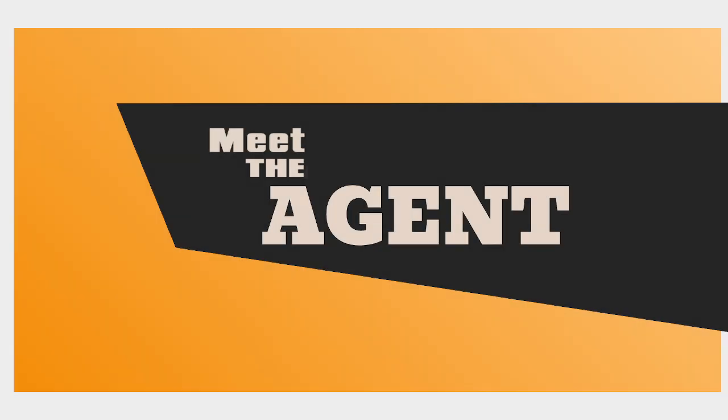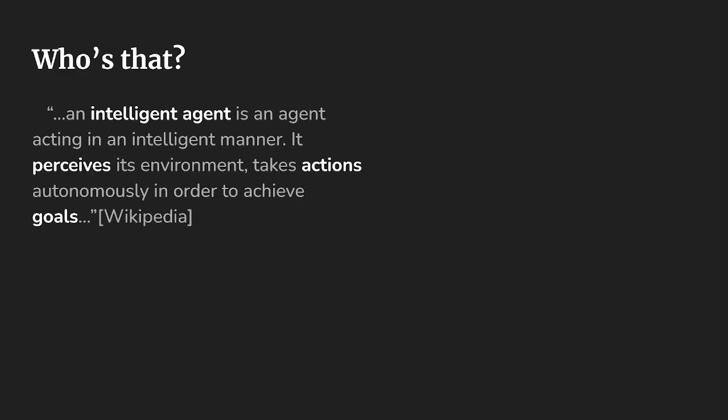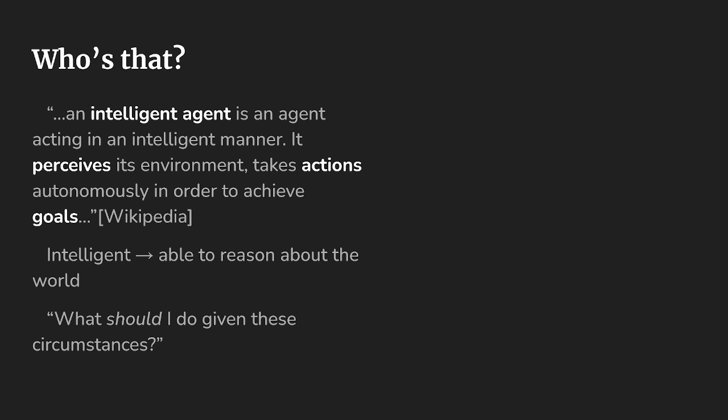We meet the agent. The agent in intelligence theory is someone acting in an intelligent manner. It perceives the environment and takes actions autonomously in order to achieve some goals. In this case, intelligent only means that it's able to reason about the world, that it has a mental model of what happens around the world when it does something. It has to answer the most important question: what should I do given some circumstances?